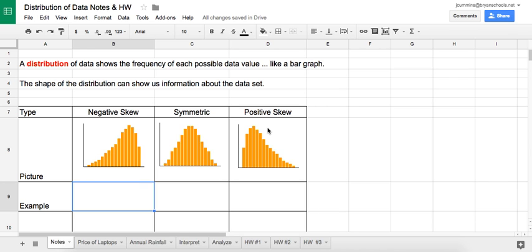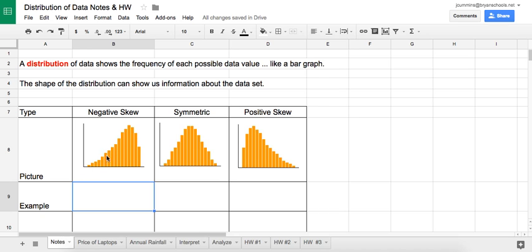Anyway, a distribution shows the frequency of the possible data values. Think of it like a bar graph. Like if you have a bar graph, we're looking at the shape of your bar graph. The shape that it's in can tell us information about it. I've got three different types of distributions. Here's a bar graph, and think of it as a smooth curve.